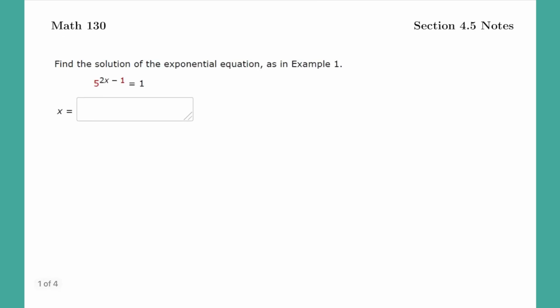Hello class, this is section 4.5, solving exponential equations. So the first one says 5 to the 2x minus 1 equals 1.